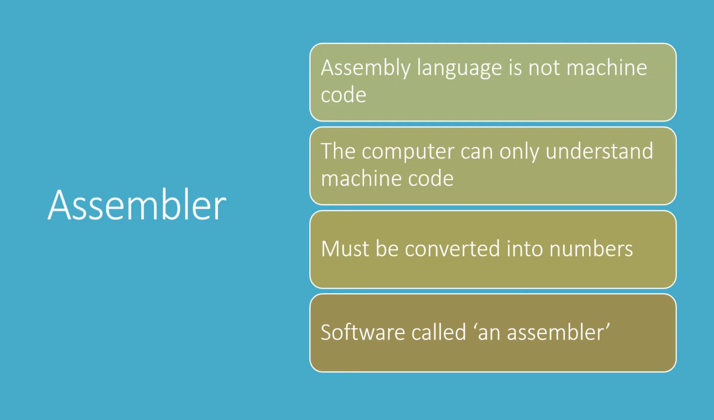The instructions in assembly language are not actually binary numbers. That's why they're easier for us to understand, but they need to be converted into binary numbers before the computer can read them and follow them. So there has to be some conversion process. It's a fairly straightforward conversion process. The words of assembly language are converted directly into binary numbers by a piece of software called an assembler.